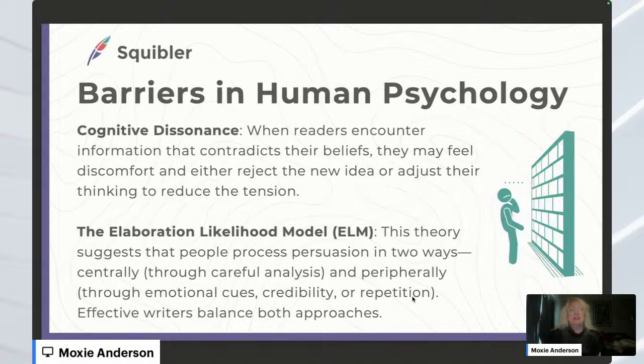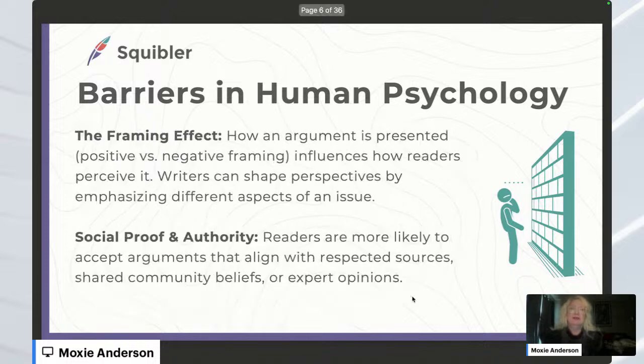There are some barriers in human psychology and how we accept things that we read. One is cognitive dissonance. When readers encounter information that contradicts their beliefs, they may feel discomfort and either reject the new idea or adjust their thinking to reduce the tension. There's also something known as the elaboration likelihood model, or ELM. This theory suggests that people process persuasion in two ways. They process it centrally through careful analysis and peripherally through emotional cues and credibility and reception. Effective writers really balance both approaches.